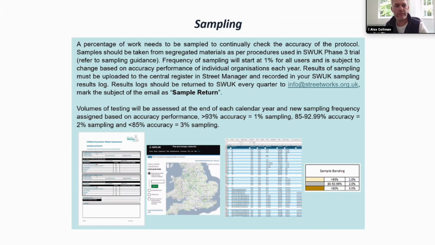So if you are running, say for instance, sampling from 100 excavations per year, and you're getting over 93% accuracy and correlation between your risk assessment and your lab data, your ongoing testing will remain at the 1% of excavations. However, if it drops between 85 and 92.99, essentially the amount of testing you're going to have to do will double, and if it drops below 85, it's going to treble. So not only is that obviously going to be a hindrance to the business in terms of the ongoing work you have to do, it's also going to be very, very expensive.